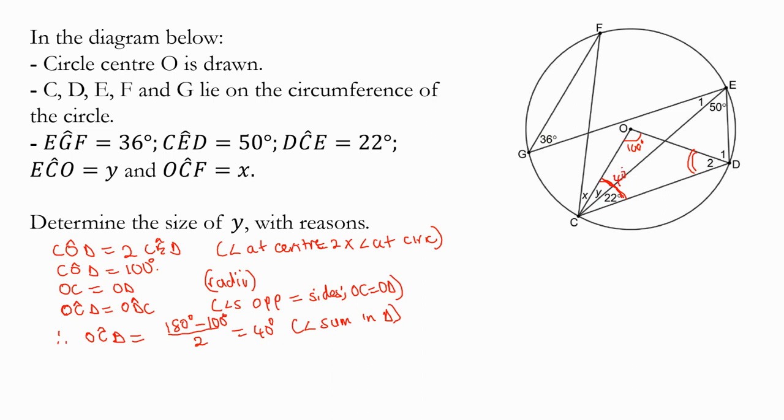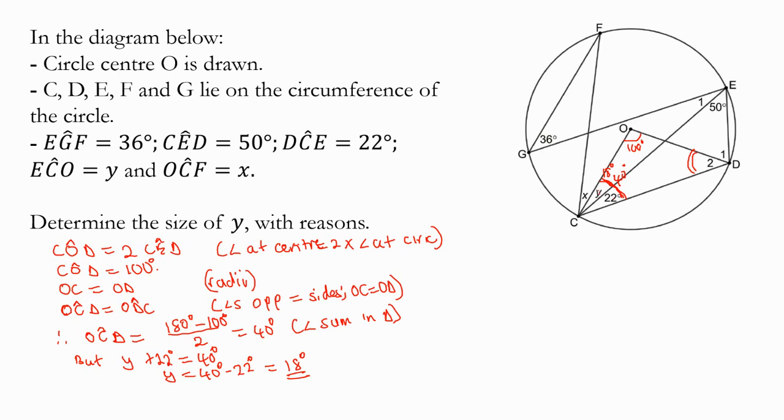But now, this 40 degrees is equal to y plus 22. So we can say y plus 22 degrees is equal to 40 degrees. And then we subtract 22 degrees from both sides. y is equal to 40 degrees minus 22 degrees, meaning that y is equal to 18 degrees. So this is 18 degrees. Let me write it here.